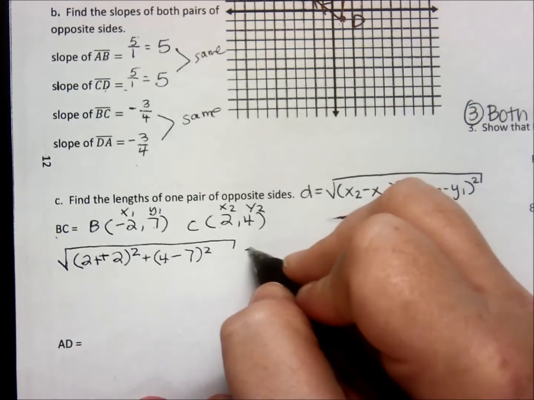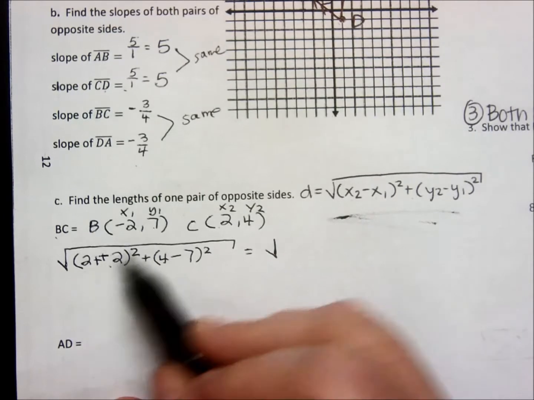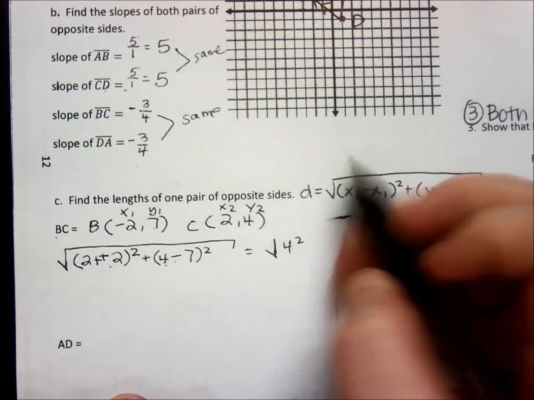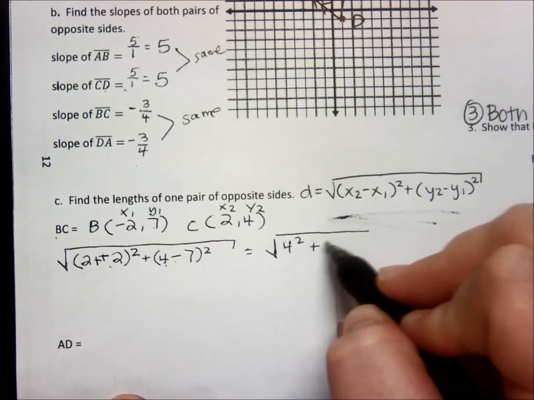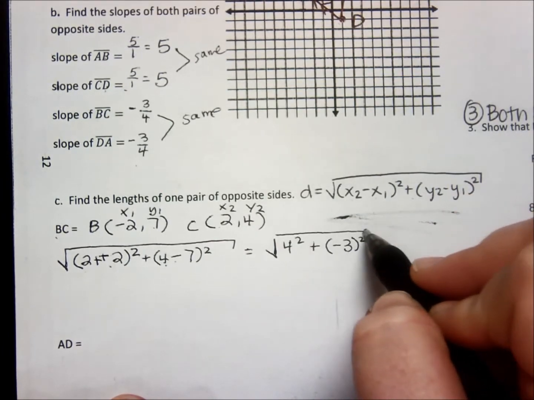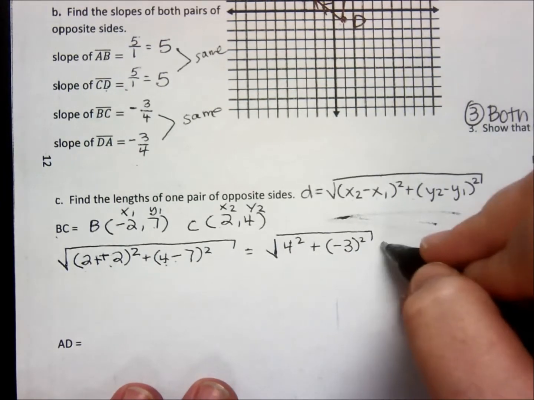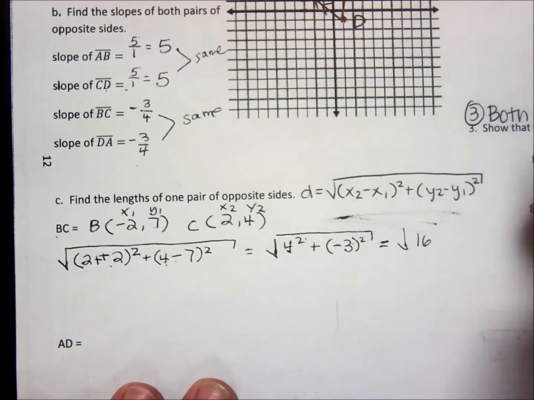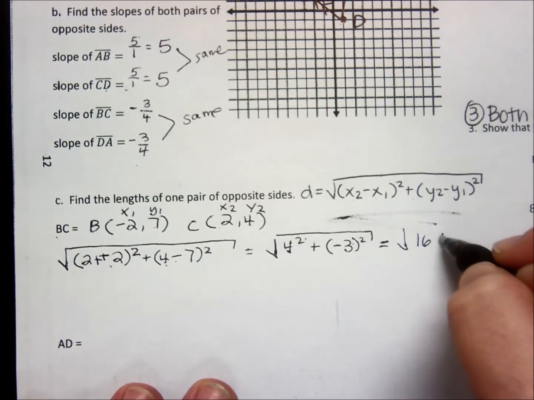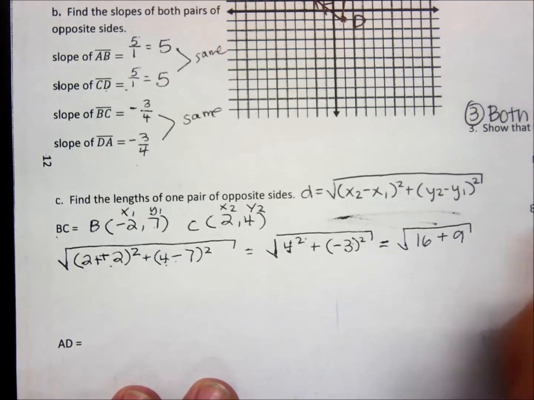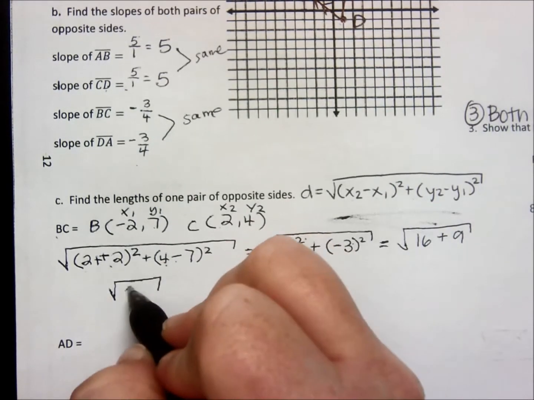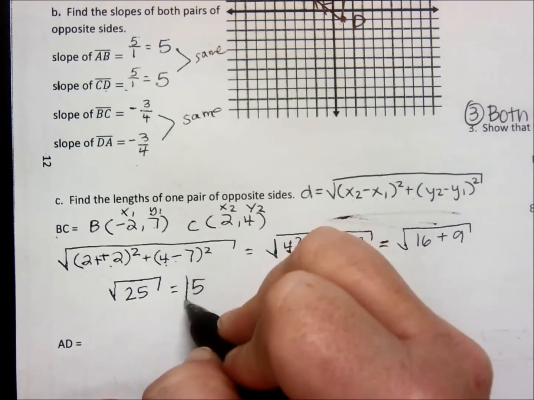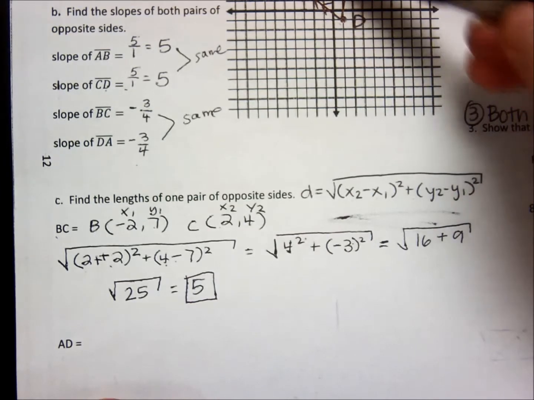So I'm just going to simplify this real quick. I know that 2 plus 2 is 4, so it's going to be 4 squared. And I know that 4 minus 7 is negative 3, so it's going to be plus negative 3 squared. And I'm going to simplify that one more time. 4 squared is 16, and then negative 3 squared, negative 3 times negative 3, is positive 9. So 16 plus 9 is 25, so I'm left with the square root of 25, which I know is 5. So going from B to C is going 5 units.